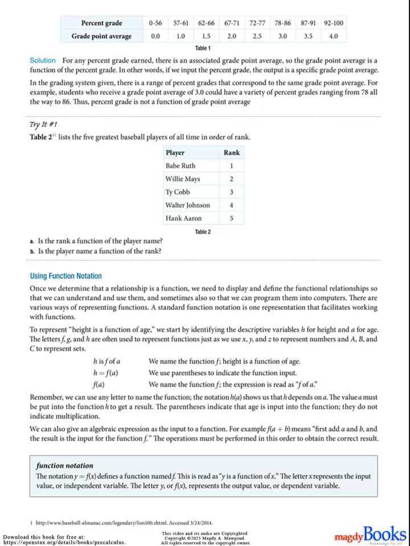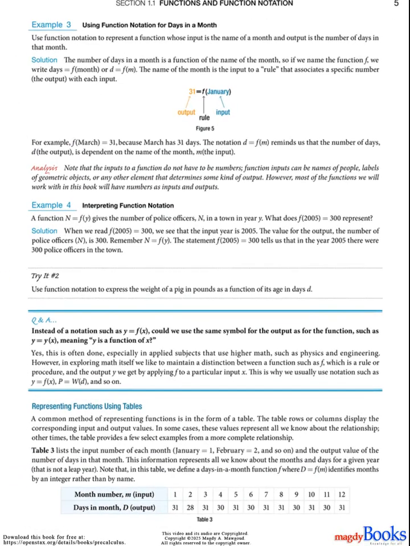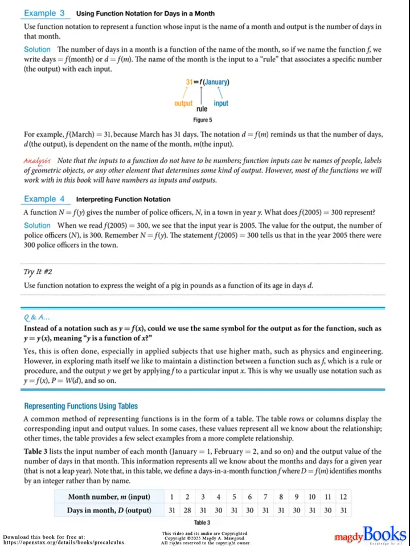The letter x represents the input value or independent variable. The letter y, or f of x, represents the output value or dependent variable. Example 3. Using function notation for days in a month. Use function notation to represent a function whose input is the name of a month and output is the number of days in that month. Solution. The number of days in a month is a function of the name of the month, so if we name the function f, we write days equals f of month, or d equals f of m.